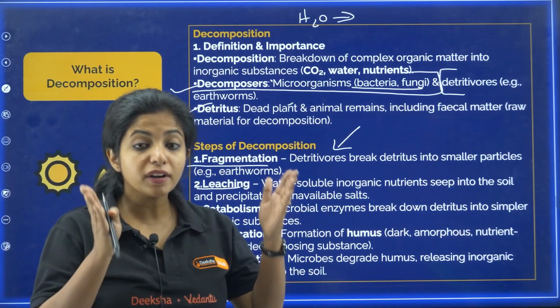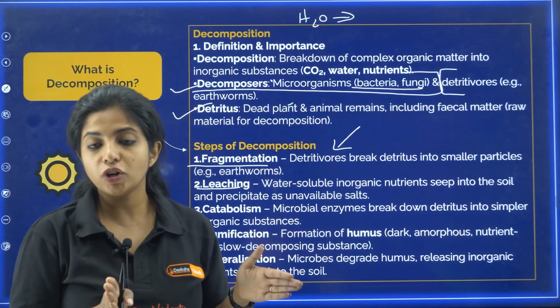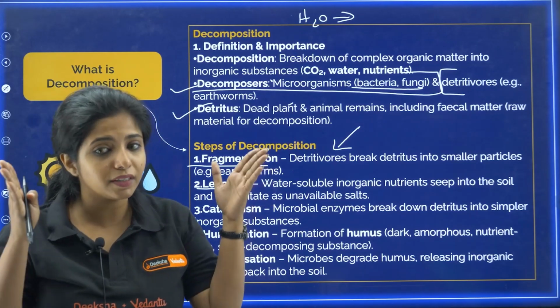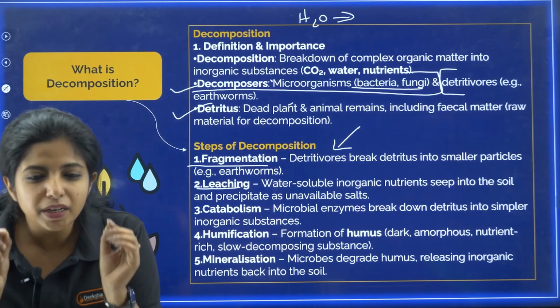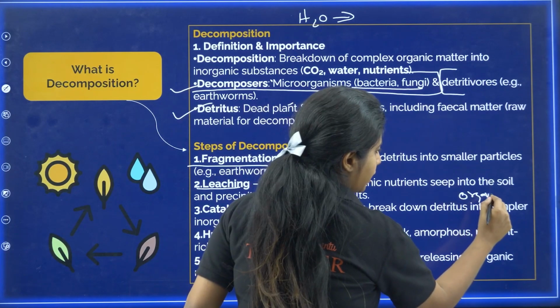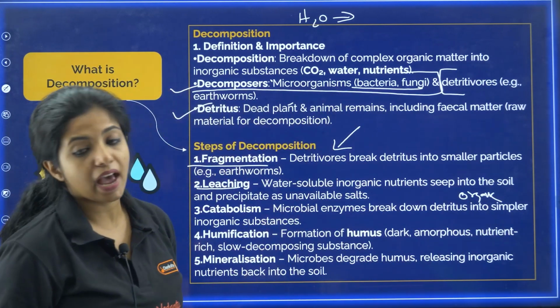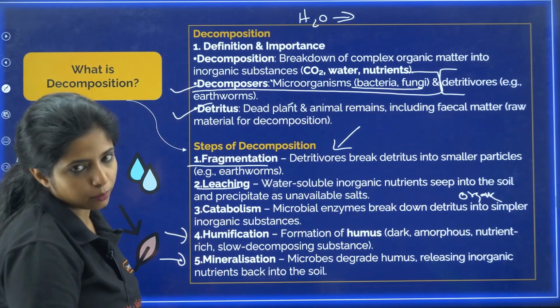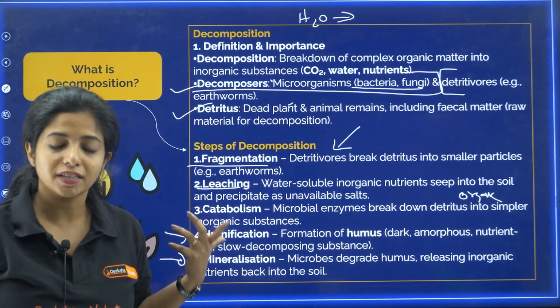Now we are talking about actual organic matter. Catabolism is a process where the microbes' enzymes are going to break down the detritus into what? Simple inorganic things, actually. So detritus, that is organic matter, into what? Simple inorganic substances. Now I consider the two other points as a sub part of catabolism. In that way, I think you will understand this better.